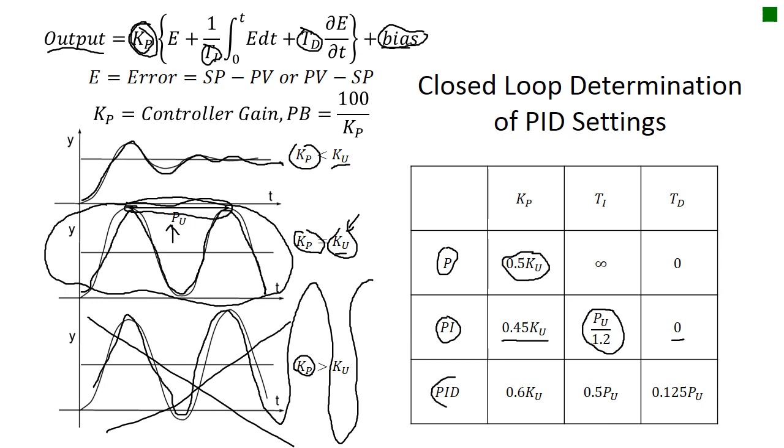If I choose PID type control, proportional integral and derivative, I want my gain set at 0.6 times the ultimate gain, my integral time constant at 0.5 times the ultimate period, and my derivative time constant at 0.125 times the ultimate period. And this will give us the proper values for controlling our process.